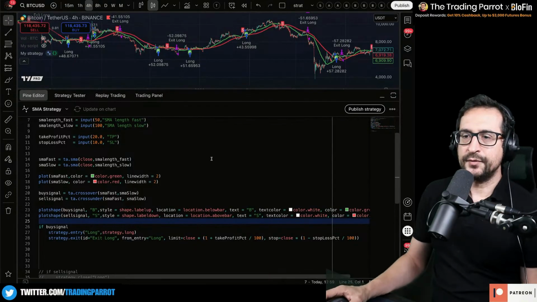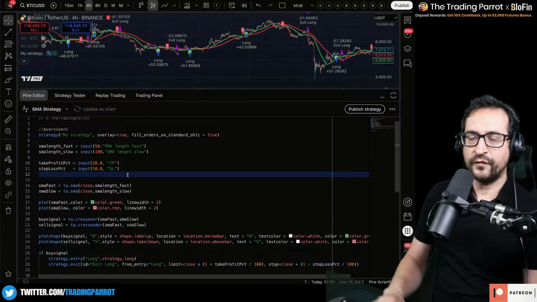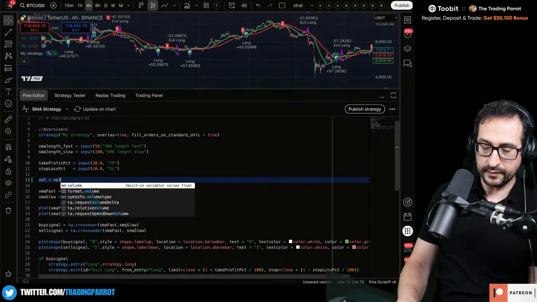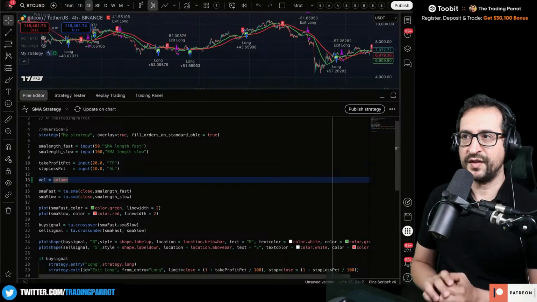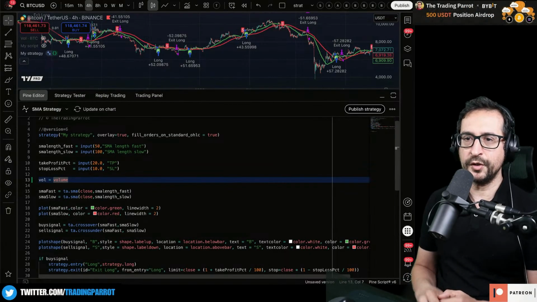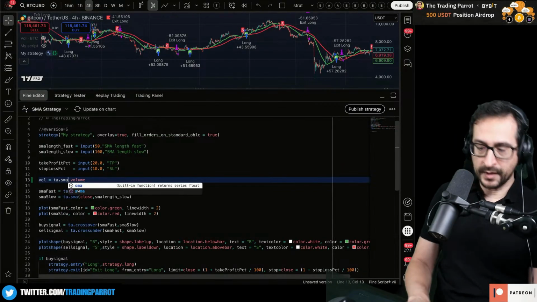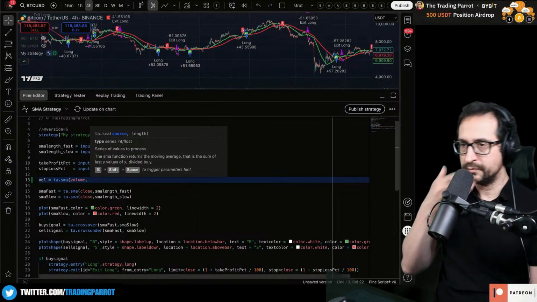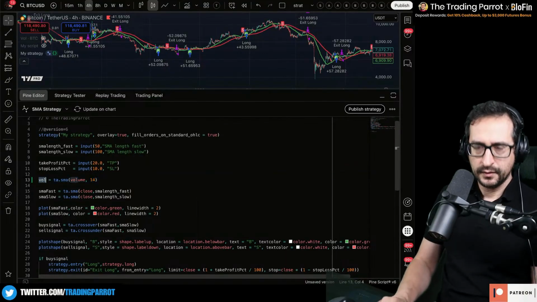So I'm thinking to incorporate volume in here. Volume, we can catch it from the object, if I remember right, it's just simply volume. What we could do is the volume and the moving average of the volume. So TA, SMA, let's do the moving average of the volume. 14.